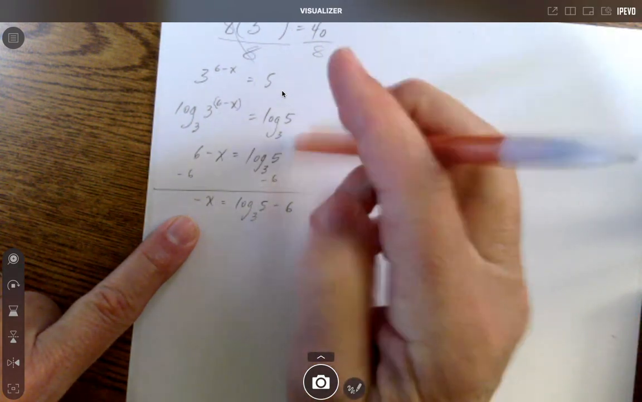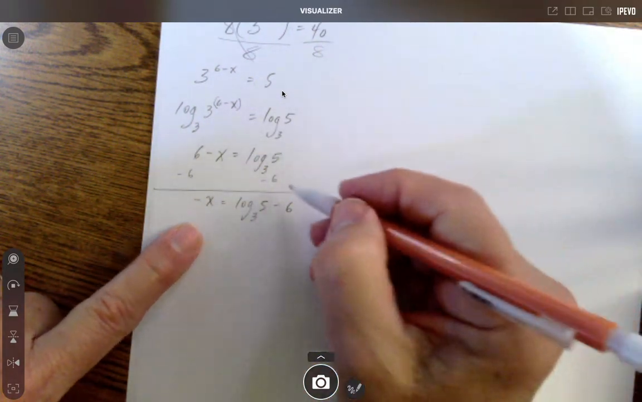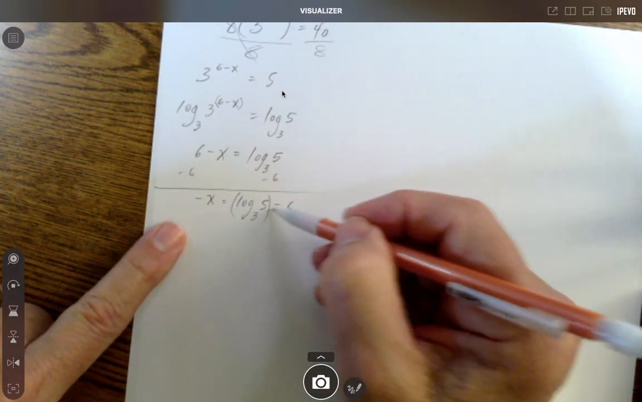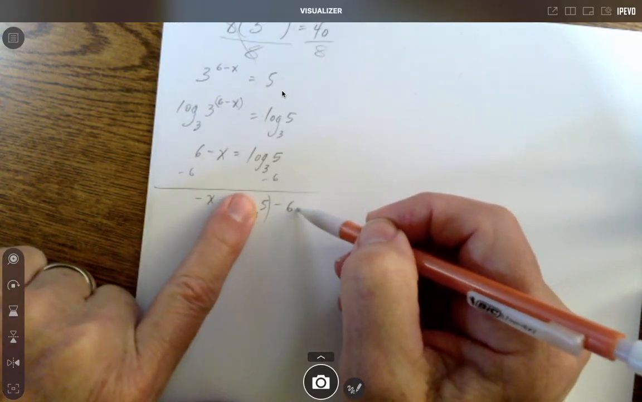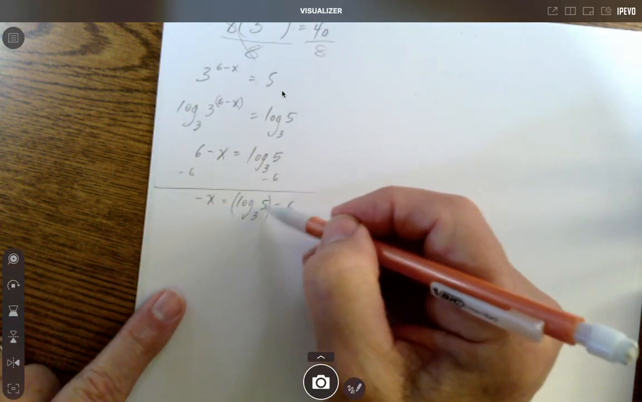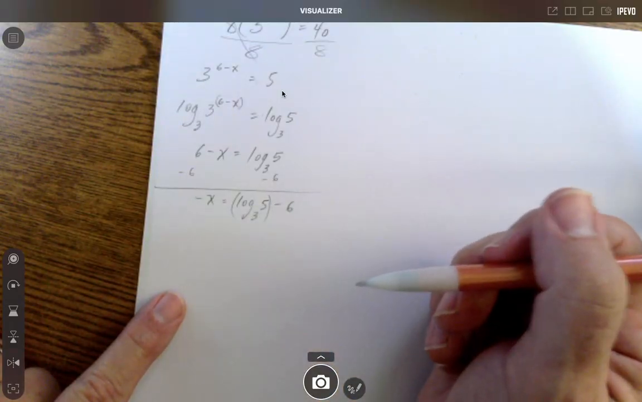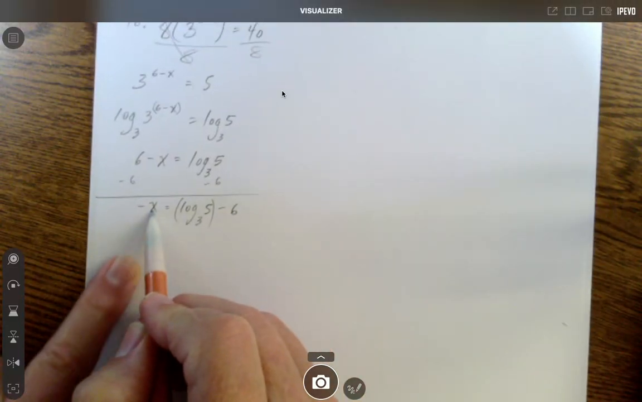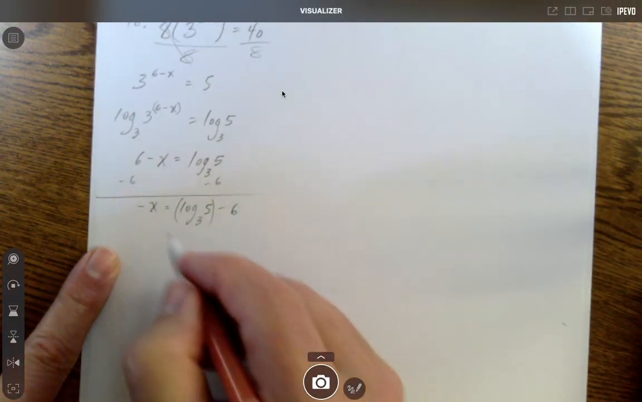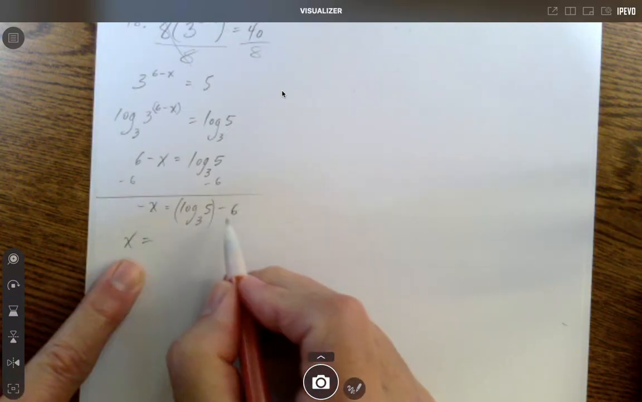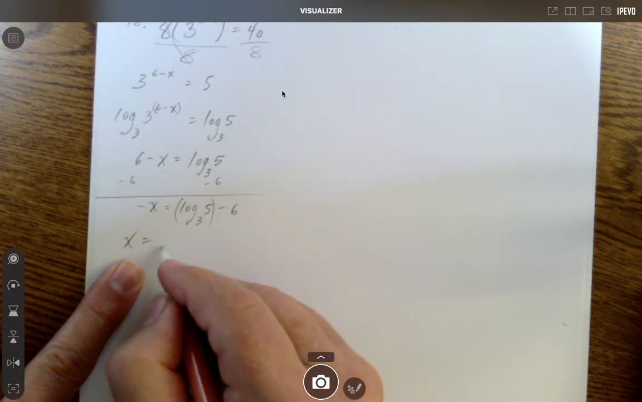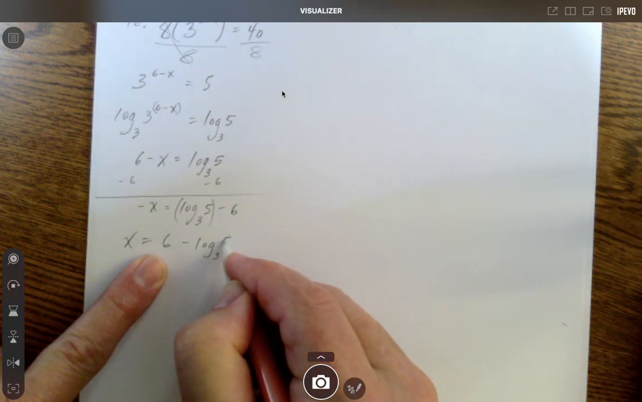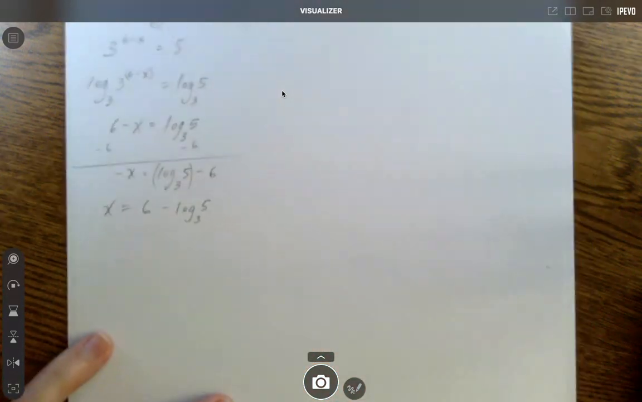Now that minus 6, remember, does not go on the argument. So it's minus 6 from the whole thing, not log base 3 of 5 minus 6, right? It's log base 3 of 5, and then once you do that, take away 6. But this is the opposite of x, and I want x, so I need to change all the signs. I'll put that 6 first because it's positive now, and that's minus log base 3 of 5. Okay, and that is your actual exact answer.